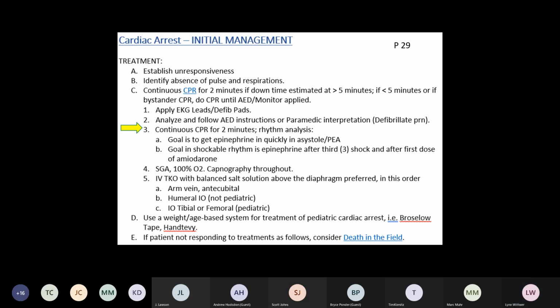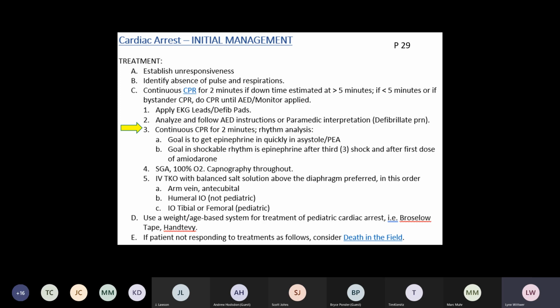Now, preferred would be arm vein, antecubital. Next preferred is humeral IO, but not in the pediatric case. IO tibial or femoral is the likely place in pediatrics. We don't place the tibial or femoral in the adult, but you should have no problem getting the humeral IO in if there's no arm vein.